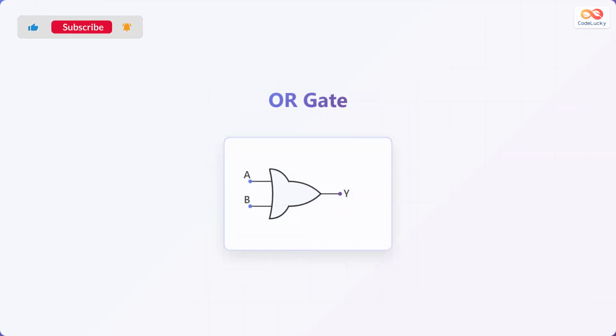This is the symbol for an OR gate. Like the AND gate, it has two inputs A and B and one output Y. The OR gate performs a logical OR operation. The output Y is high or 1 if either input A or input B or both are high or 1. The output Y is low or 0 only when both inputs A and B are low or 0.